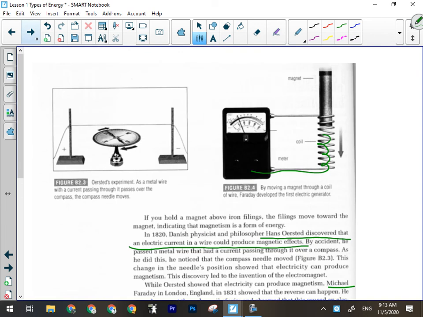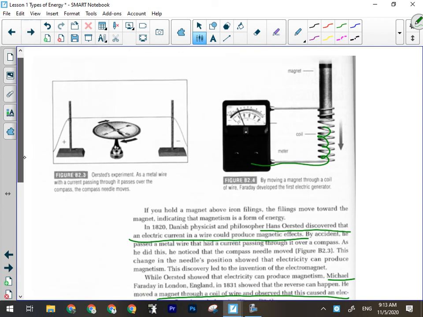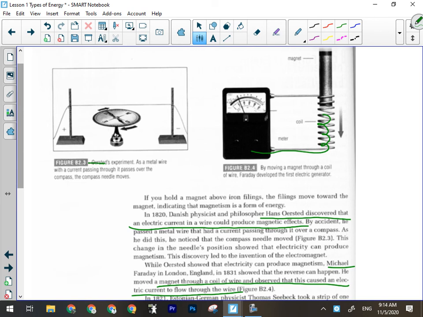Now, these two people, Oersted and Faraday, are really important in terms of their contributions as well, but their contributions had to do with the relationship between electricity and magnetism. These two things can be readily converted into each other. It's how wireless charging works. So how many people have a wireless charger for the phone?